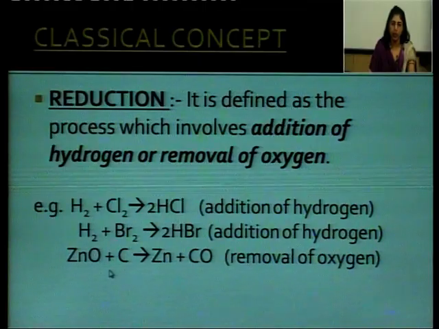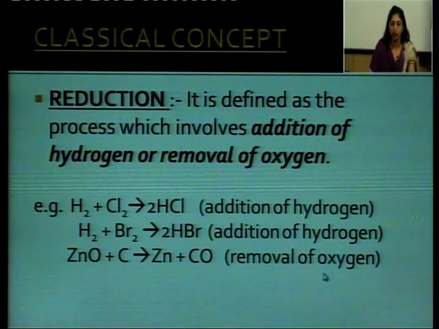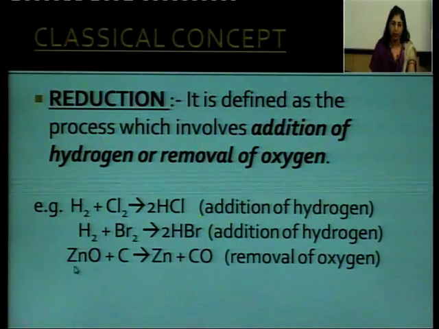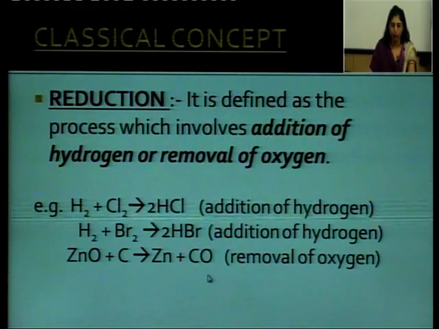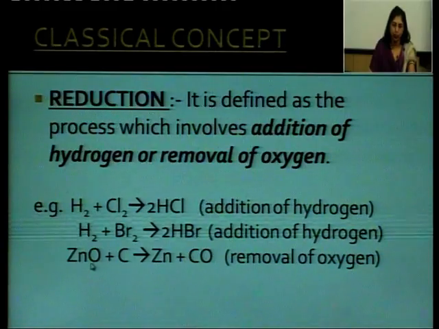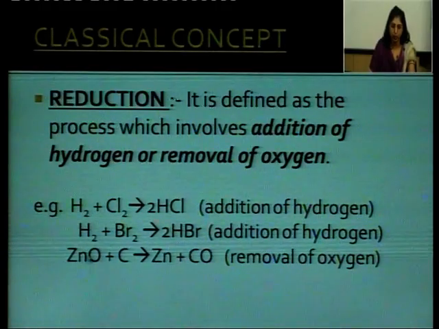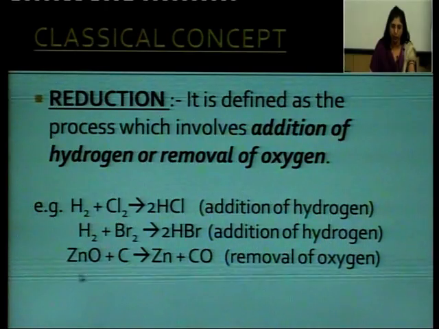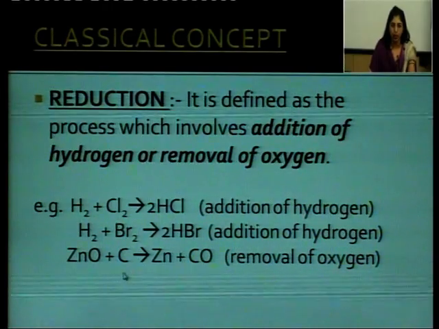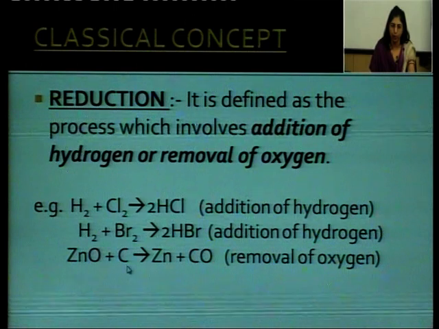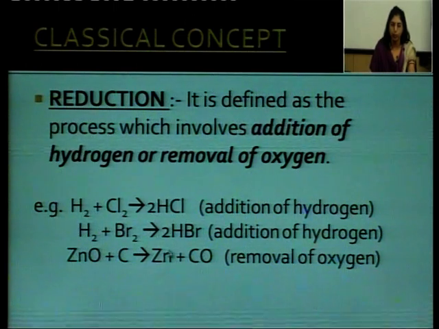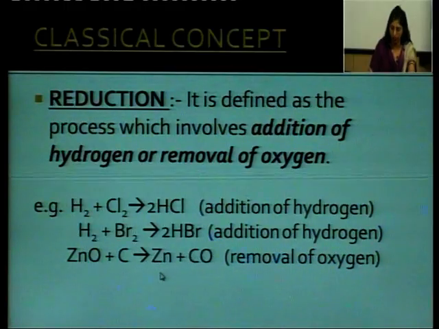But in the third reaction, you can see that here removal of oxygen is taking place. In this reaction, zinc oxide reacts with carbon, forming zinc and carbon monoxide. In the reactant zinc oxide, oxygen is attached along with zinc, but after the process of reduction, oxygen has been removed from zinc. That means, reduction is taking place.